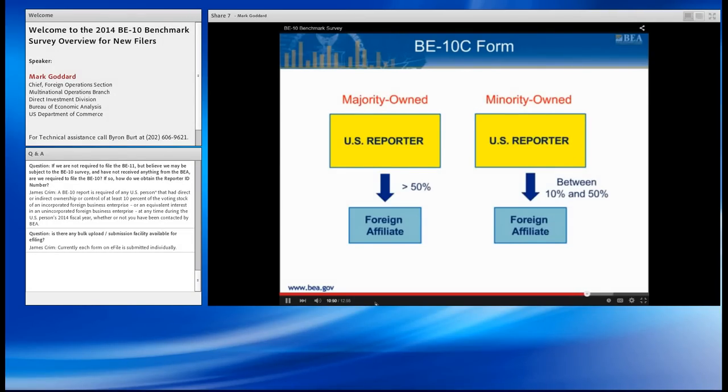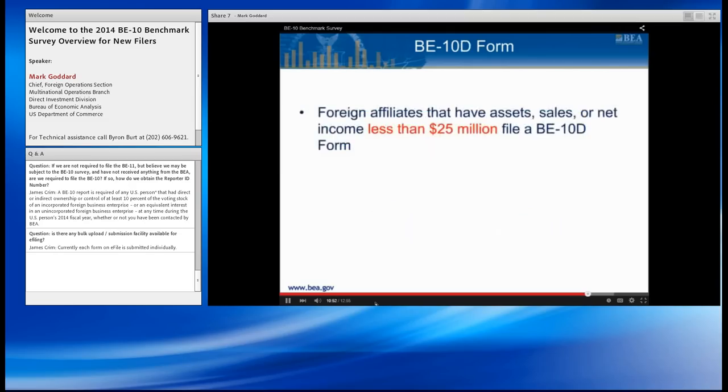The BE10D form collects data for foreign affiliates that have assets, sales, and net income that are all less than $25 million. However, foreign affiliates that own another foreign affiliate that was filed on a BE10B or BE10C form must file a BE10C form instead of BE10D.